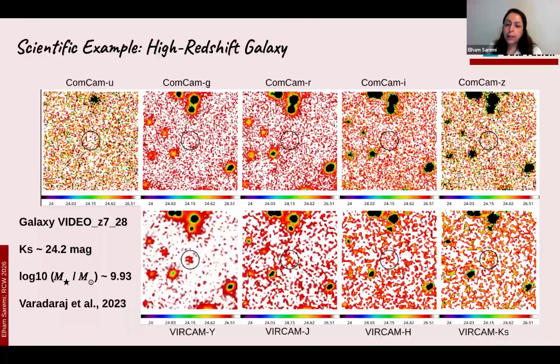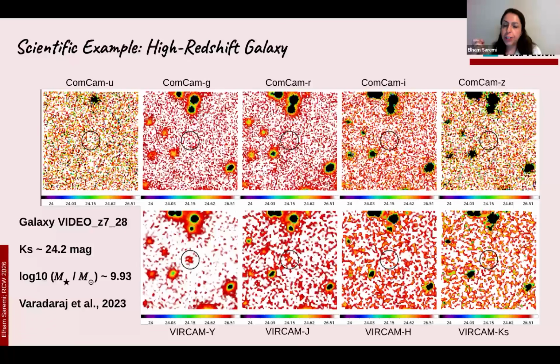The LSST VISTA fusion pipeline supports a wide range of science cases, and the community can already use these data products alongside ongoing LSST work. This example shows why the near-infrared is so important. This object is a candidate galaxy at about redshift 7 from the VIDEO ECDFS sample. It is very faint in the optical LSSTCam bands, but it is clearly visible in the VISTA near-infrared bands.